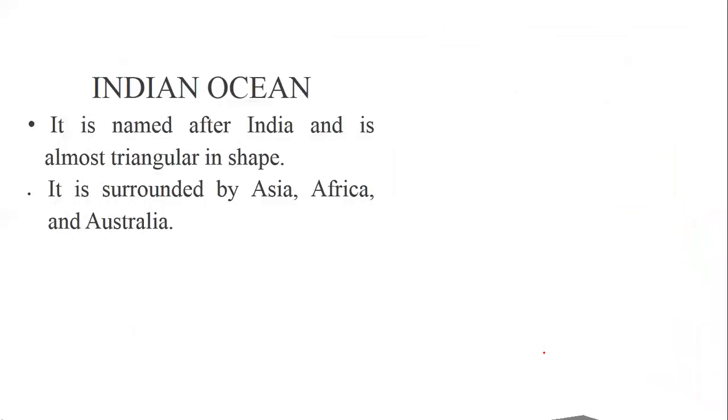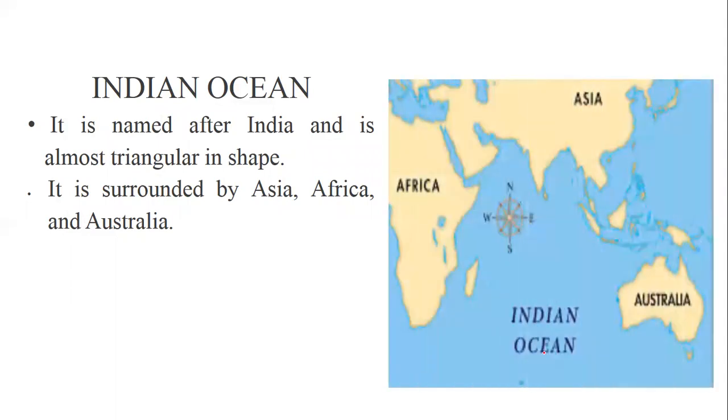Indian Ocean. It is named after India and is almost triangular in shape. It is surrounded by Asia, Africa, and Australia. It is triangular in shape.